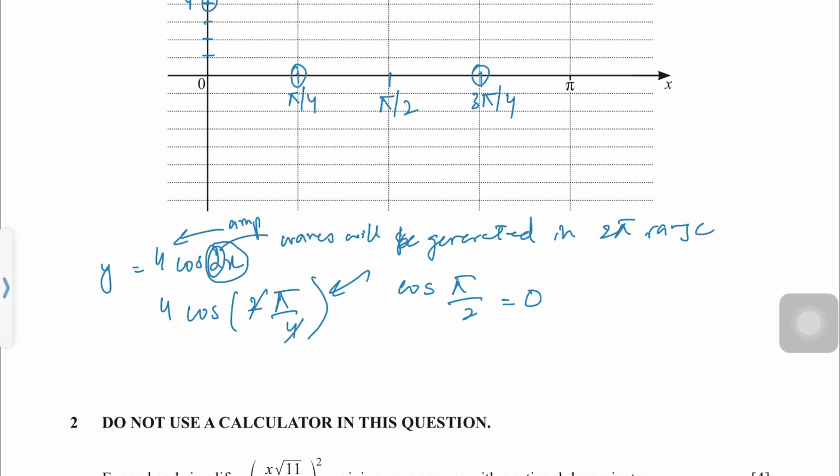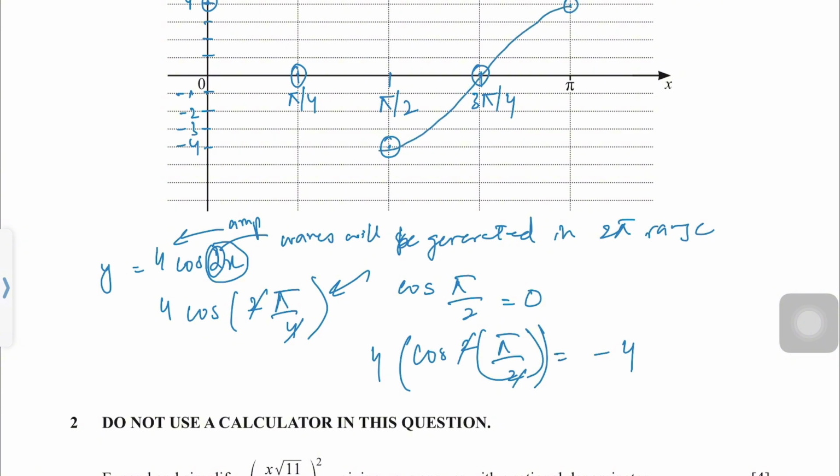And cos 3 pi by 2 is also 0. So this would be again 0. And this cos pi multiplied by 4 would give us minus 4. This would be 1, 2, negative 1, negative 2, negative 3 and negative 4. This would again be 4. So our graph would look like this.